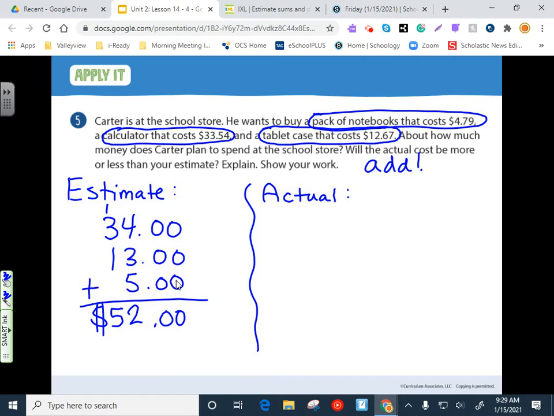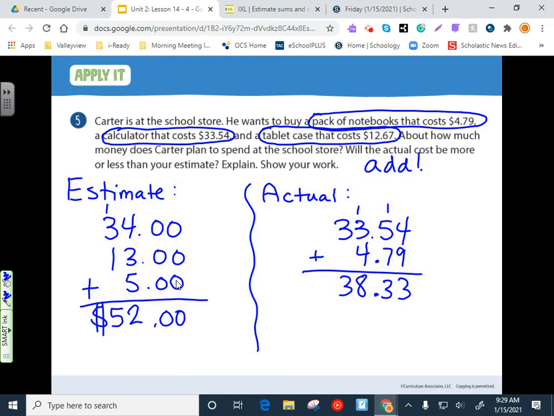So it's $33.54. And let's go with the notebooks. Again, order doesn't matter with adding. I could have used any of these in any order, and I'm still going to end up with the same answer. 9 plus 4 is 13. 7 plus 5 is 12. Plus 1 is 13 again. 4 plus 3 is 7. Plus 1 is 8. Plus 3.